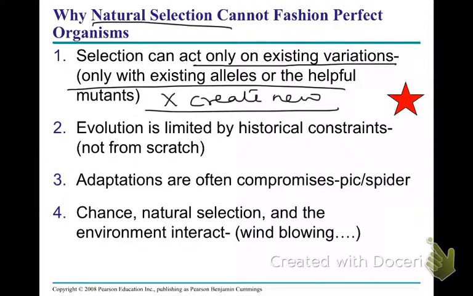Same way, my point is you cannot suddenly create a perfect creature. Okay, you have limited historical constraints. With what you have, you can make tad bit of changes and see if that works. If not, you make a change again and see if that works. Right? Adaptations are often compromises, meaning you will see in the next picture why.